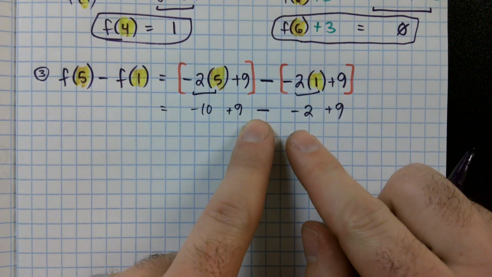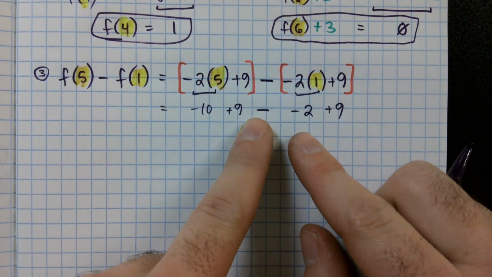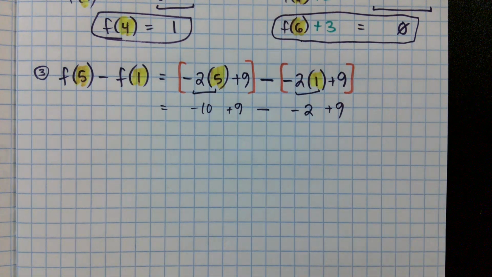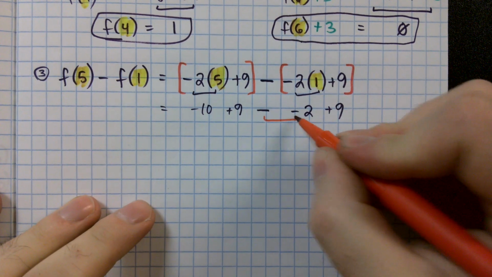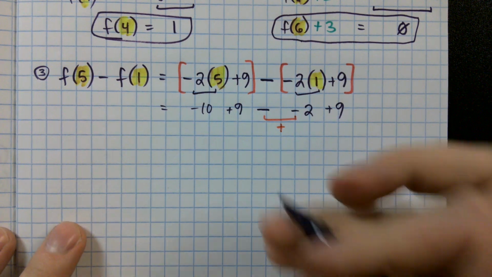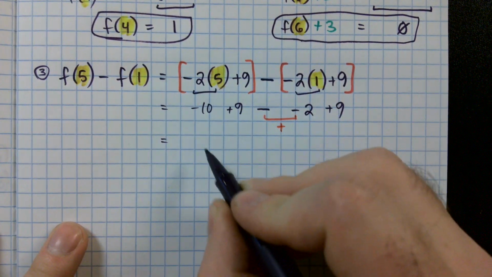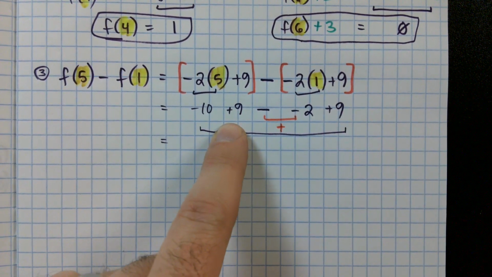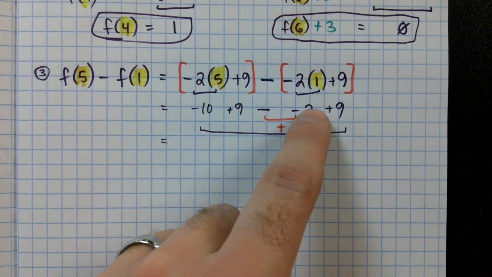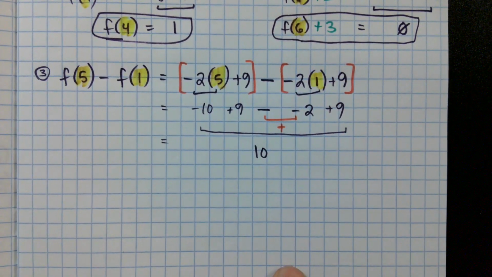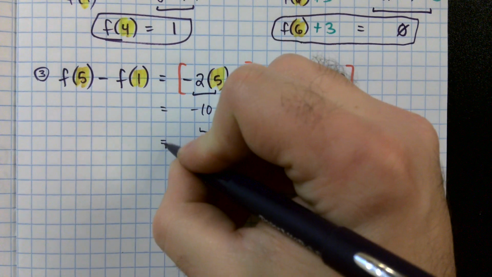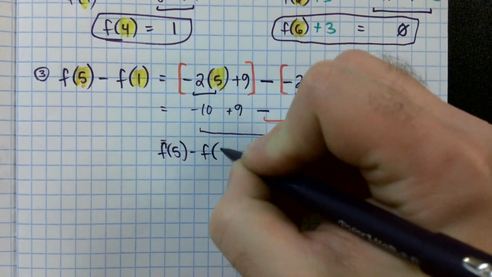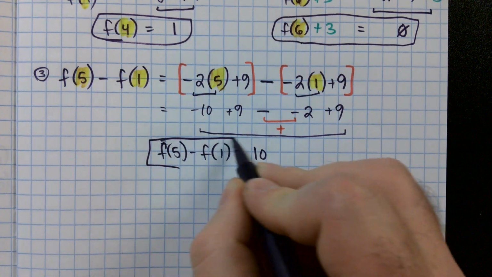What happens when I have two minus signs right next to each other like this? They make a positive, right? If we want to visualize it, here's one minus sign, here's another minus sign. They're like magnets. They're close to each other. Boom, they stick together and make a plus. So this right here becomes a plus. All right? And if we add all of these numbers together, negative 10 plus 9 is negative 1, plus 2 is 1, plus 9 is 10. So f of 5 minus f of 1 is equal to just 10.